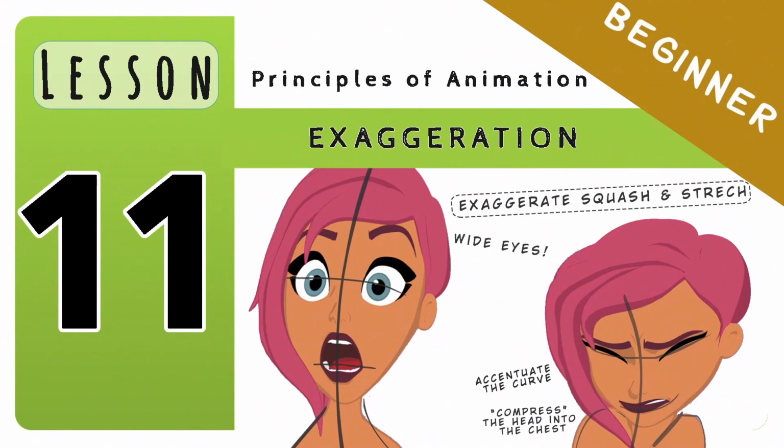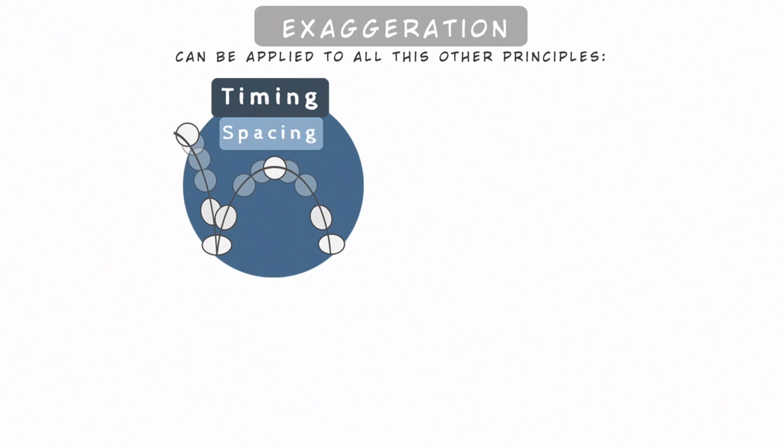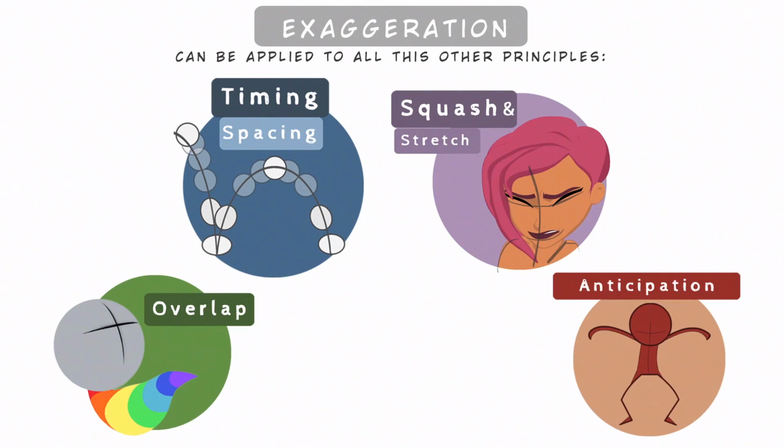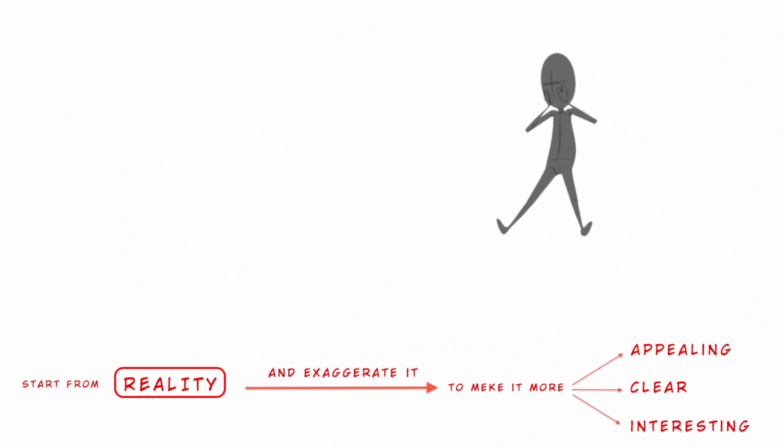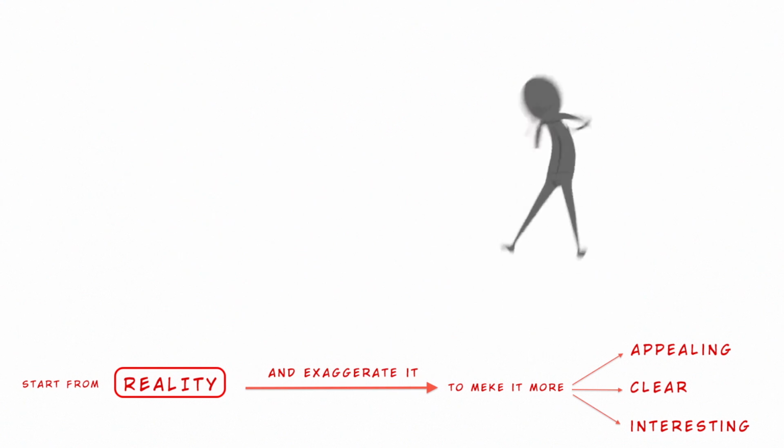When we talk about this principle, we actually also talk about the other principles we have seen so far, because exaggeration can be applied to all these other principles as well. Exaggerate the timing, the overlap, the squash and stretch, and the anticipation. What does it mean? It means to go out from the limit of realism and exaggerate the action and the poses to make the result more instantly readable for the user.